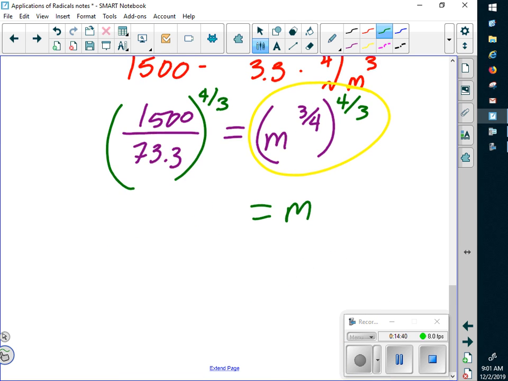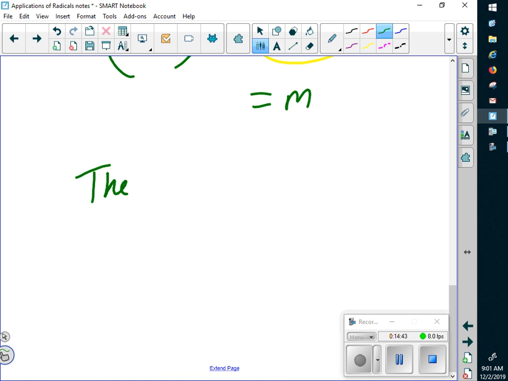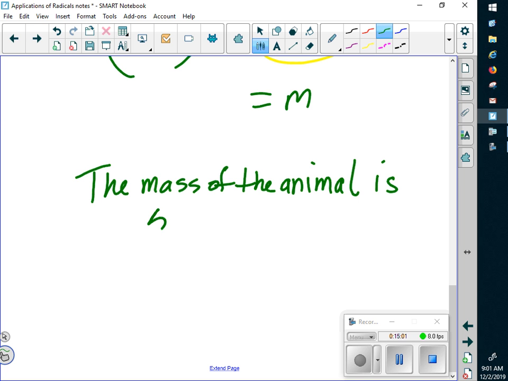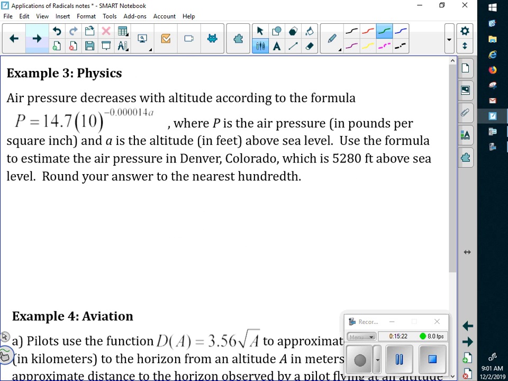So the animal's mass. What did I say? You said 156. Sorry, 50. My bad. This is mass, right? The mass of the animal. Mass of the animal is 56 kilograms. Doing okay? So far, so good.